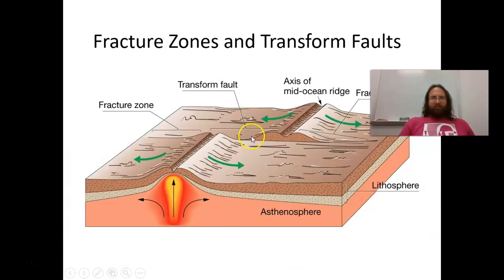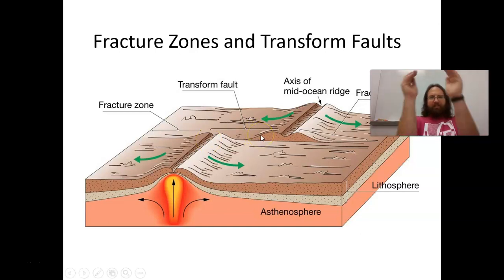Now, between the mid-ocean ridges, you often have these things called transform faults and fracture zones. So one of these actually runs right through California, a transform fault between the Juan de Fuca Ridge and the East Pacific Rise, or at least a branch of it in the Gulf of California, if you consider the Gulf of California that.